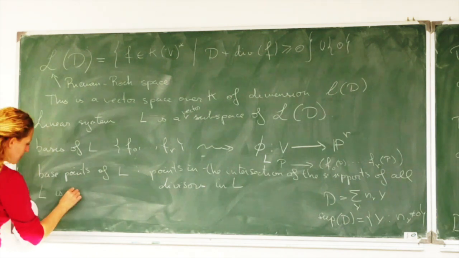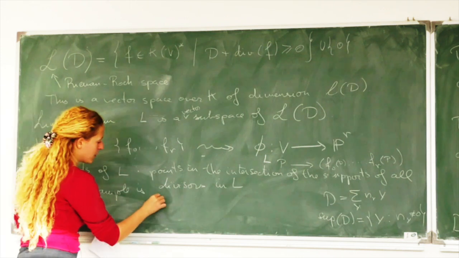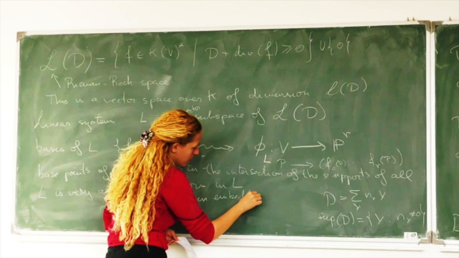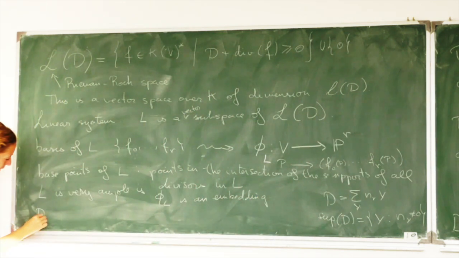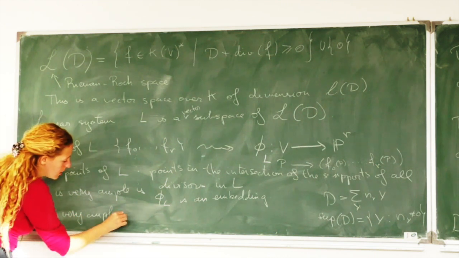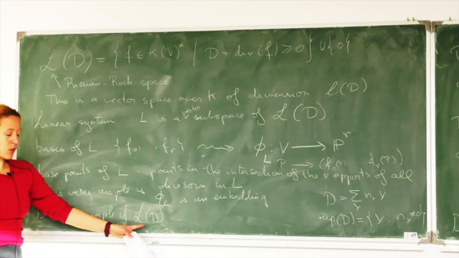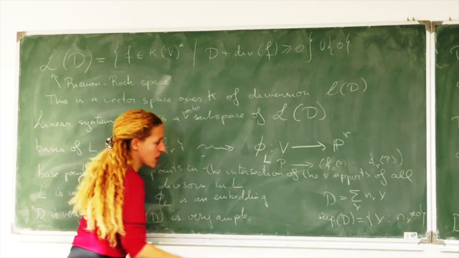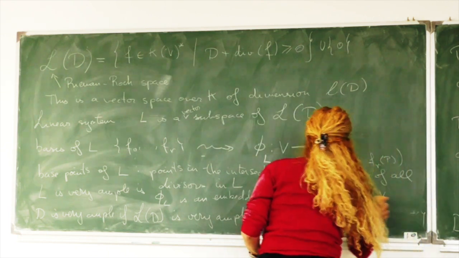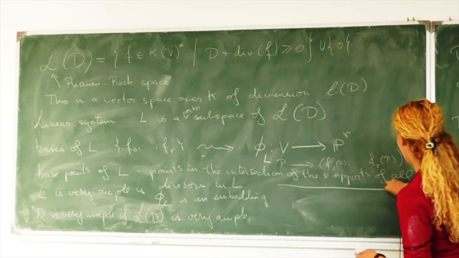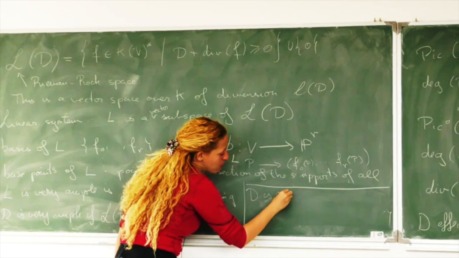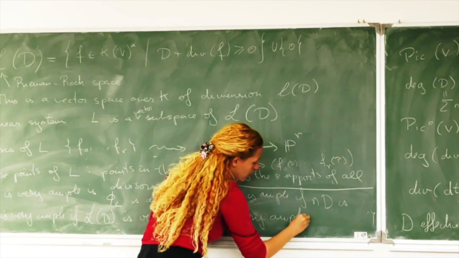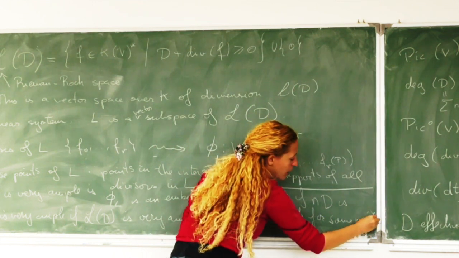We say that L is very ample if the morphism phi_L that I defined there is an embedding. In the same way, we say that D is very ample if the complete linear system, the Riemann-Roch space associated to D, is very ample. And last definition, D is ample if ND is very ample for some natural number N.